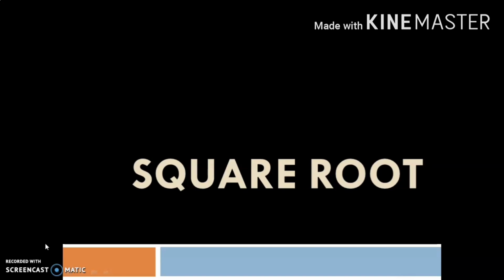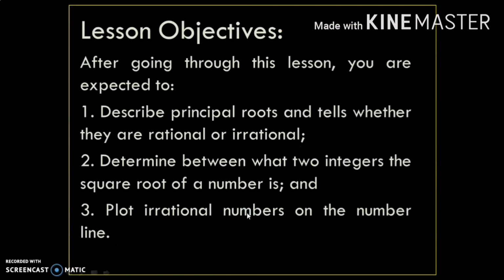Okay, so ang ating lesson objectives for today is all about ito. Una is to describe the different principal roots and then tell whether they are irrational or rational. So, last discussion, inalam natin ano ba ang pinagkaiba ng rational at irrational. And then, number 2, determine between what two integers the square root of a number is. And then, last objective is to plot irrational numbers on the number line.